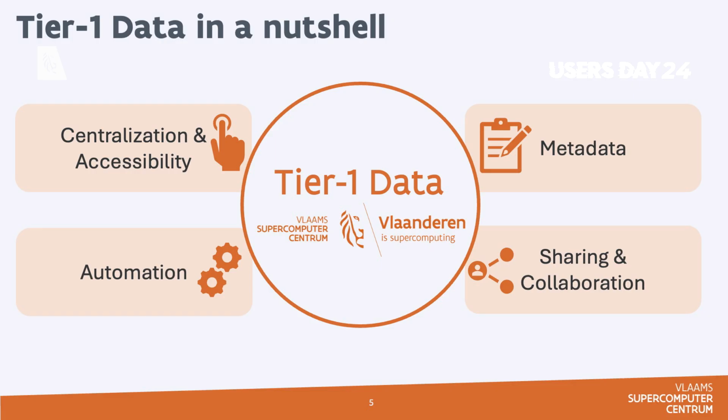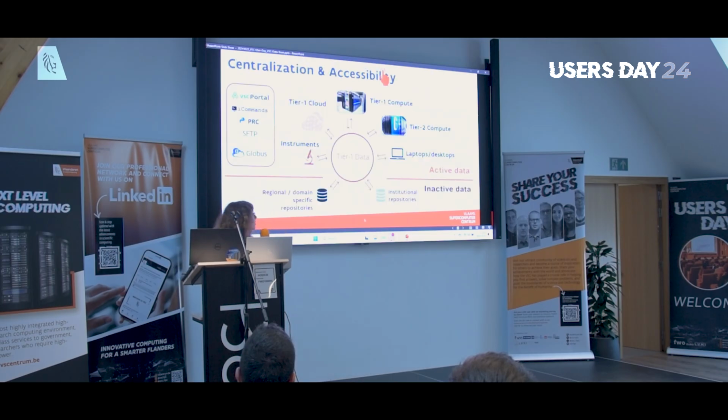So in a nutshell, Tier-1 Data is about these 4 core pillars: centralization, metadata, automation, and collaboration. And you can use these pillars to overcome the common data problems that we talked about, and we are now going to briefly check out how.